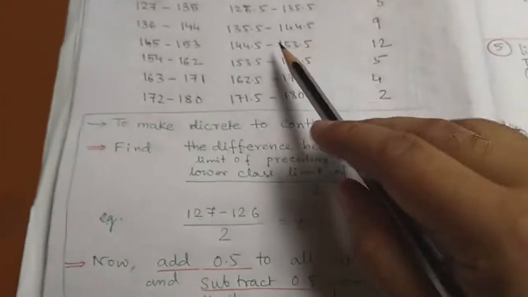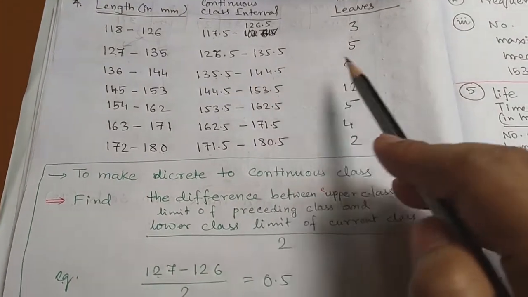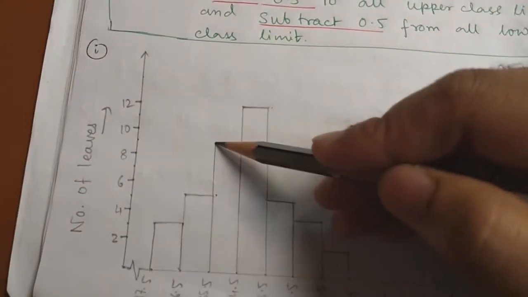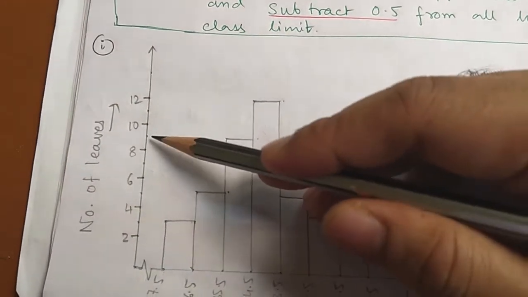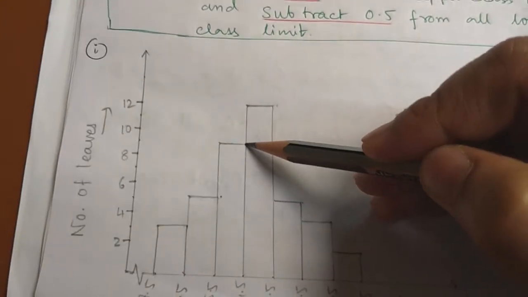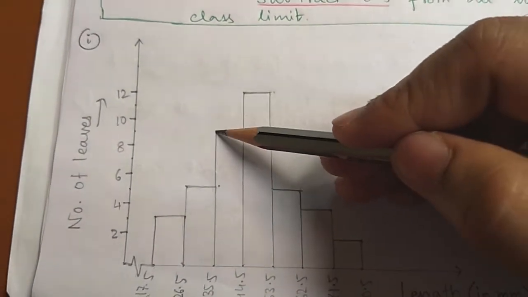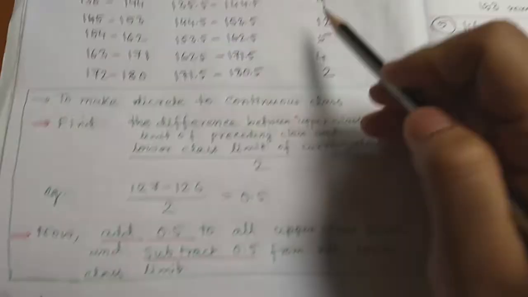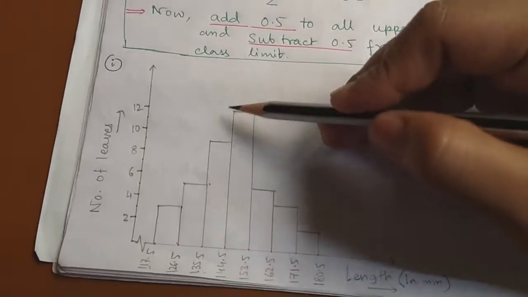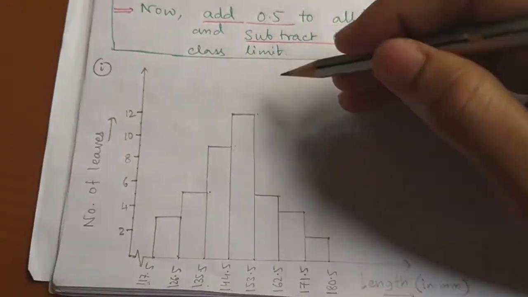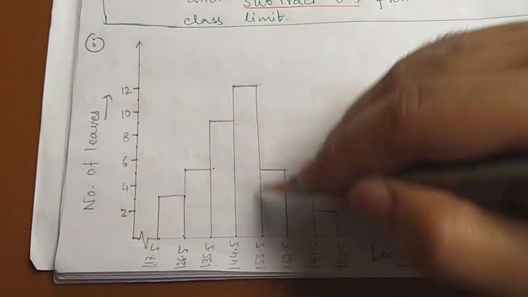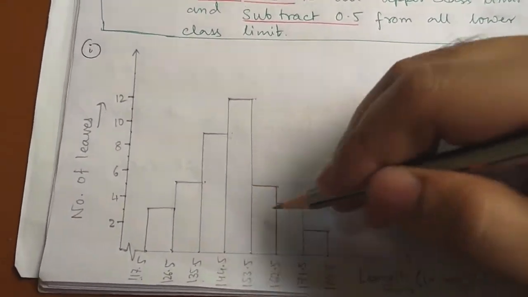Next is 135.5 to 144.5, that is 9. On the 135.5 line I'll put a point at 9, and here also 9. I'll draw this line, then draw the bar like this. Next is 144.5 to 153.5, that is 12. Here for 144.5 I'll put a point at 12, and again a point here, then join the line and draw the bar. Keep in mind there is no gap between the bars.